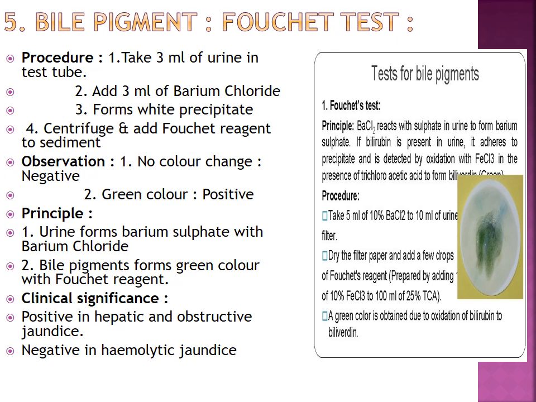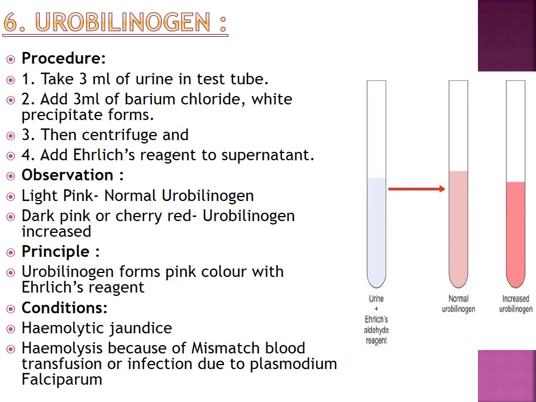Now urobilinogen. Here you take 3 ml of urine and 3 ml of barium chloride. To the precipitate you add Fouchet's reagent, and to the liquid portion, that is the filtrate, you add Ehrlich's reagent, and then look for the color change. If light pink, it is normal, and dark pink or cherry red color is seen when urobilinogen is increased. That is seen mainly in hemolytic jaundice, or wherever there is hemolysis, because of mismatched blood transfusion, or hemolysis because of parasites like Plasmodium falciparum, or dengue. So you can see the urobilinogen present, that is dark red in color.